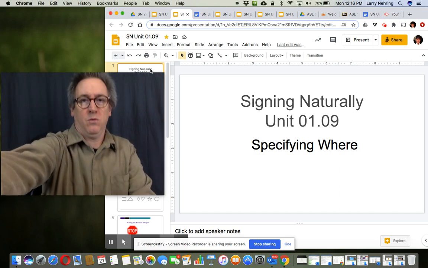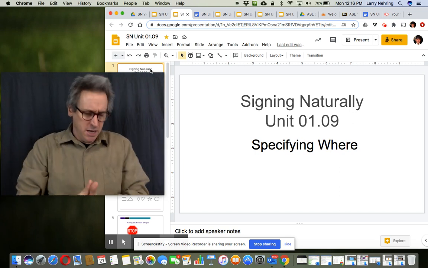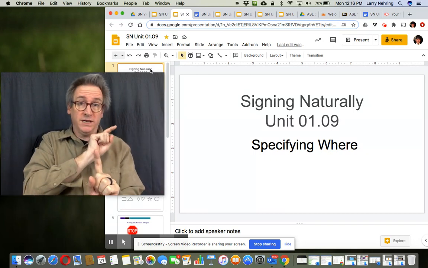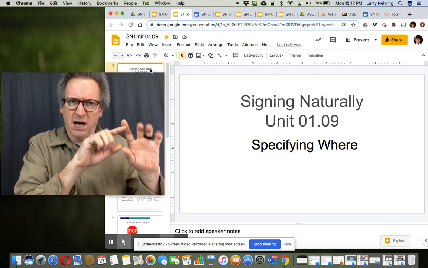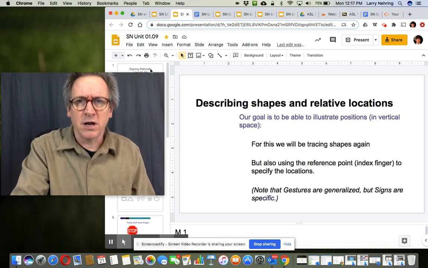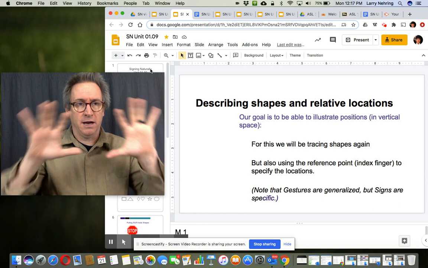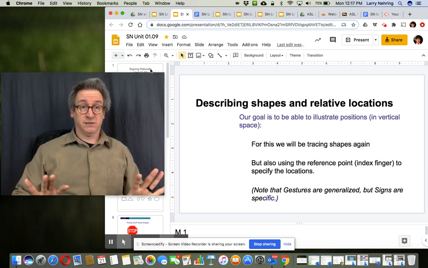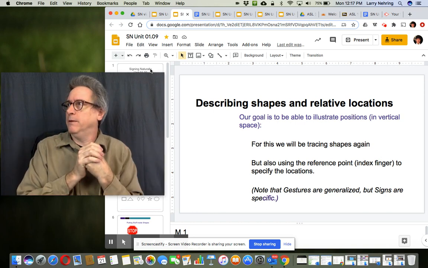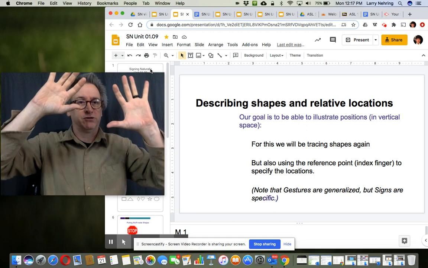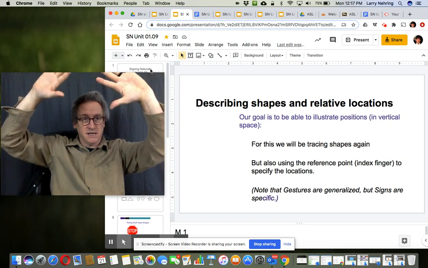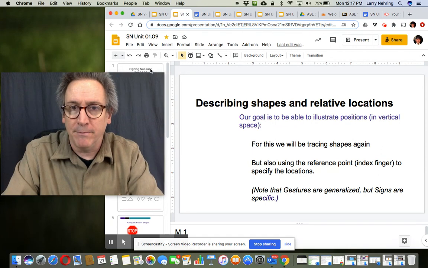All right. So 1.09, it's another short chapter in Unit 1, and it's specifying where. It's just going to build on the one we did a few chapters ago on drawing shapes in the air. And again, I'll post it. So the goal is to look at how do we use this vertical plane of space to illustrate. It'll become really important when we're describing towns, or if we're describing a building, and on this level is this, and this level is this. We do lots of vertical things like that.